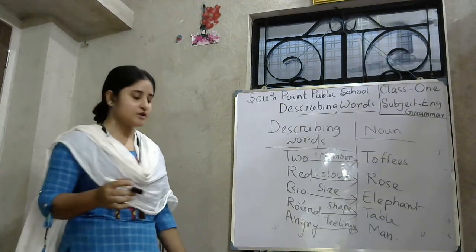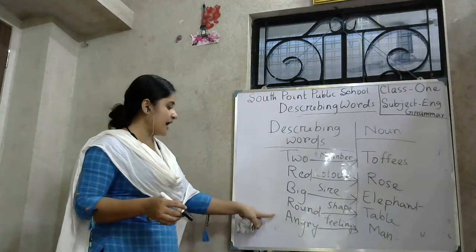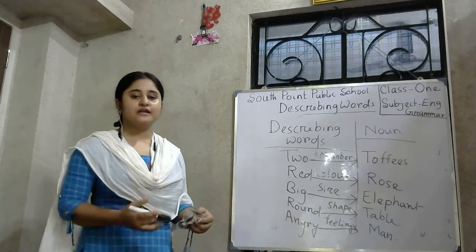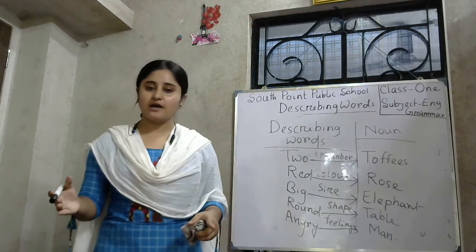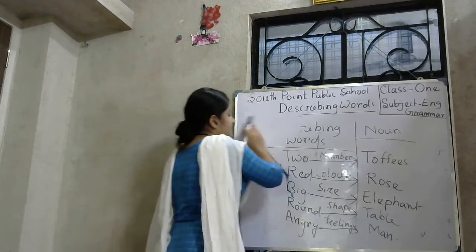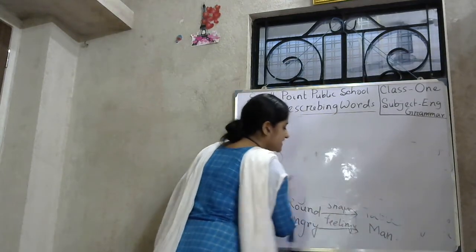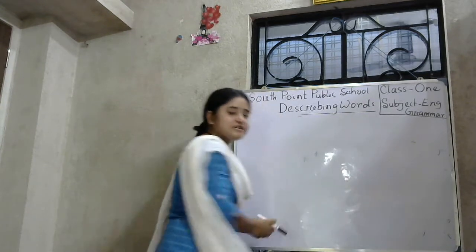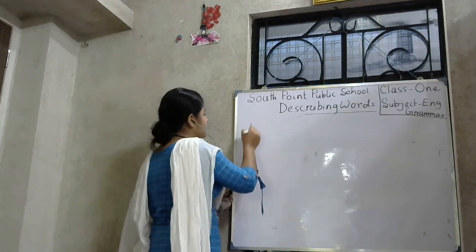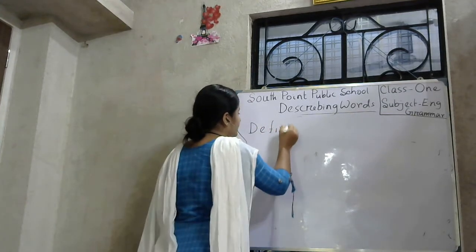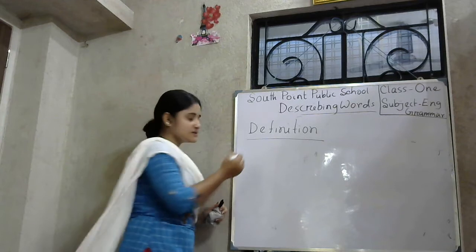Do you understand? So which are the describing words? Two, red, big, round, angry, beautiful, hot, green. These are the describing words because these words tell more about the noun. Now, from these examples, what did you learn, student? Tell me. You have learned the definition of adjectives. So what is the definition of adjectives or describing words? You can write.